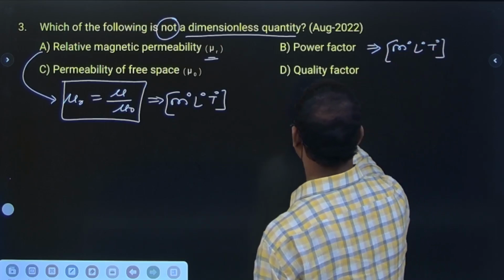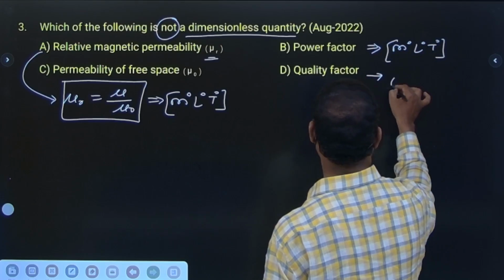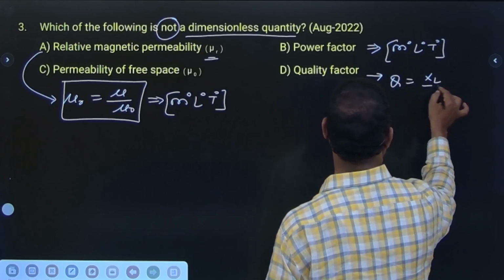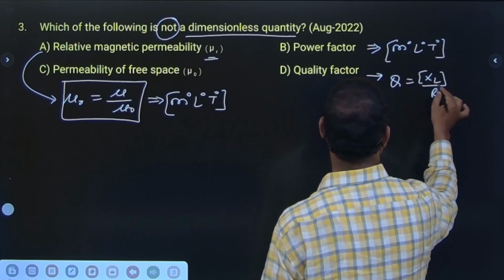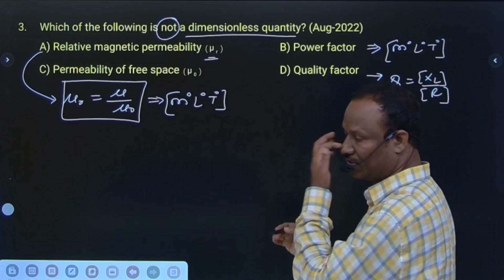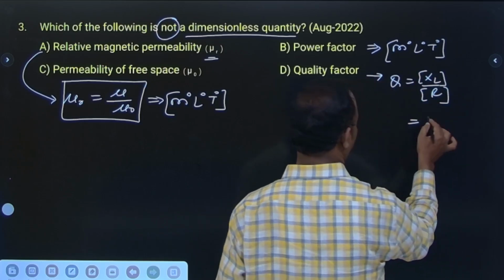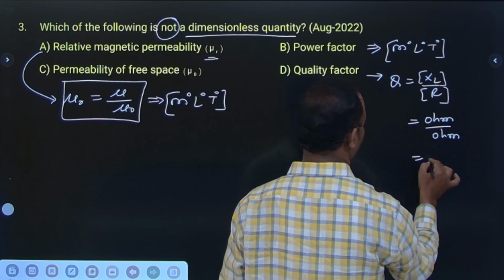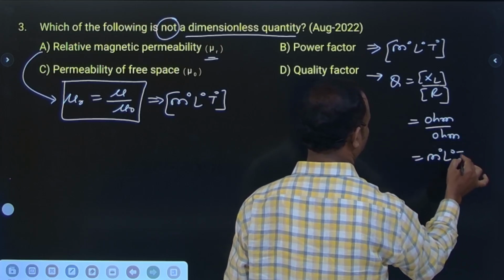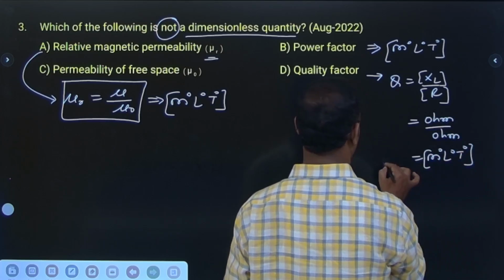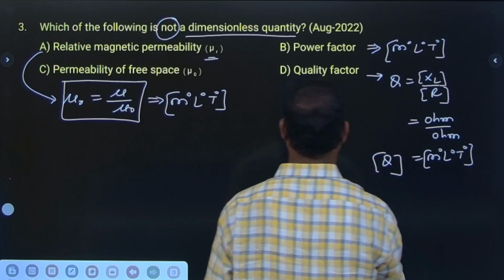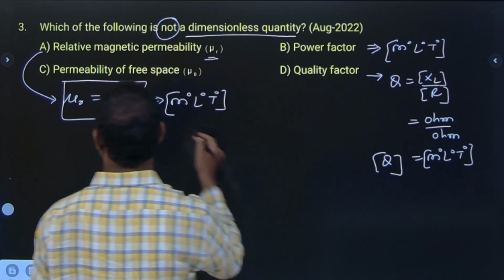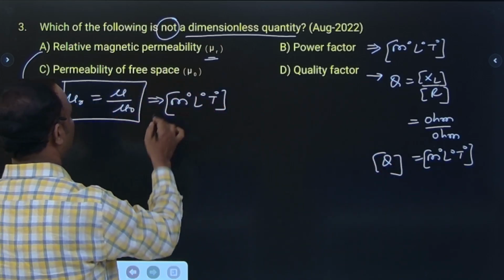And the next one is the quality factor. Quality factor is XL by R. XL is the inductive reactance, which is measured in ohm. R is also measured in ohm. So it is M0 L0 T0, the dimension formula of quality factor. Next, the last one is the permeability of free space.